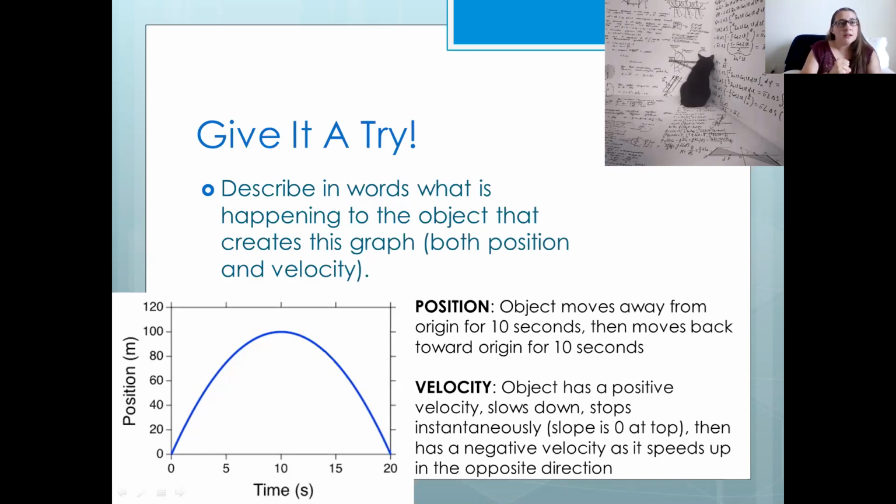So this could be like Indigo says, throwing something straight up in the air. Absolutely. If we throw it straight up and then it comes back in our hand again, that might be the position time graph for that particular object. But it would not be the position time graph for somebody throwing a ball forward. Does that make sense? Do you guys see the difference between those two scenarios?